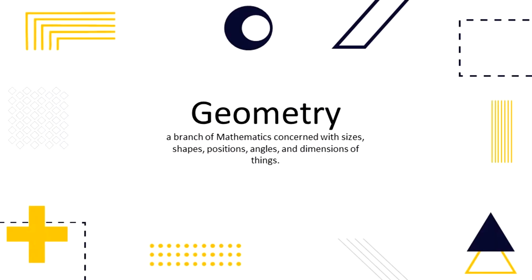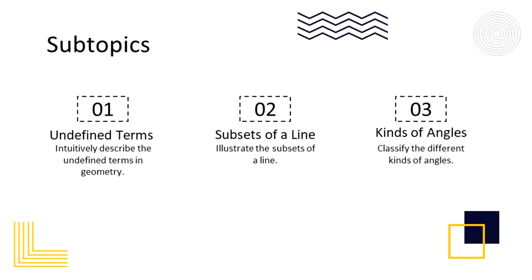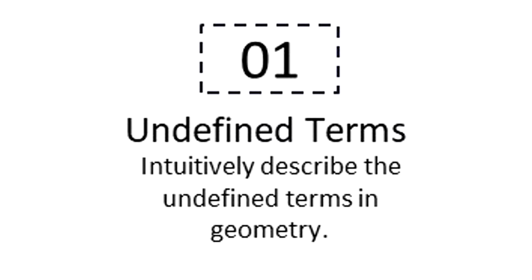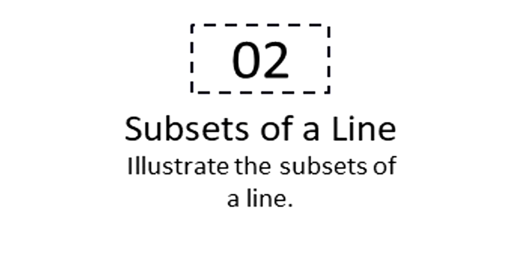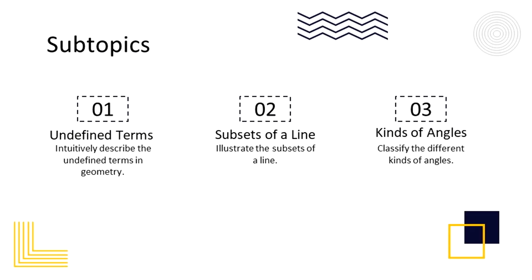Geometry is a branch of mathematics concerned with sizes, shapes, positions, angles, and dimensions of things. Basically, it's math with just figures and no numbers. Well, not much yet for this level. So, to make our learning more organized, we are going to divide our topic into 3 subtopics, which are the following: undefined terms, subsets of a line, and kinds of angles.